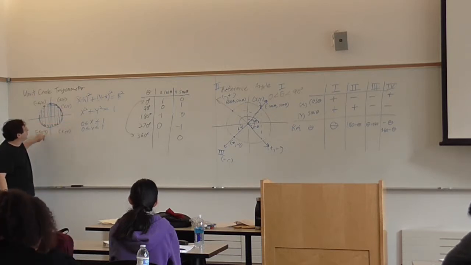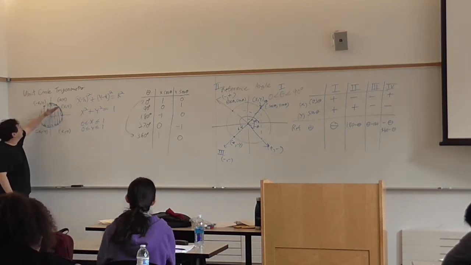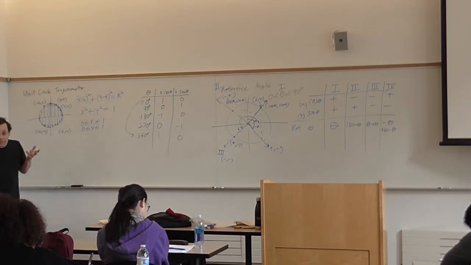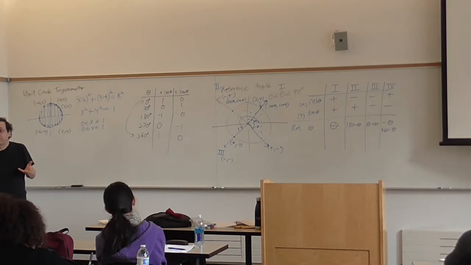Well, these are the sines and cosines. So if I know the sines and cosines of an angle between 0 and 90, I'm going to be able to figure all these out by figuring out their reference angle.